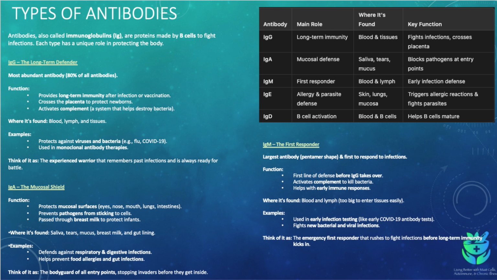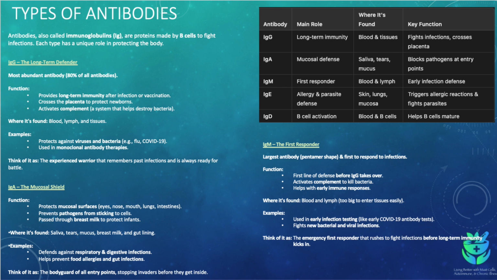Now, there's the IgA, the mucosal shield. Its function is to protect mucosal surfaces like the eyes, nose, mouth, lungs, and intestines. It prevents pathogens from sticking to the cells. It's also passed through breast milk to protect infants. It is found in saliva, tears, mucus, breast milk, and the gut lining.